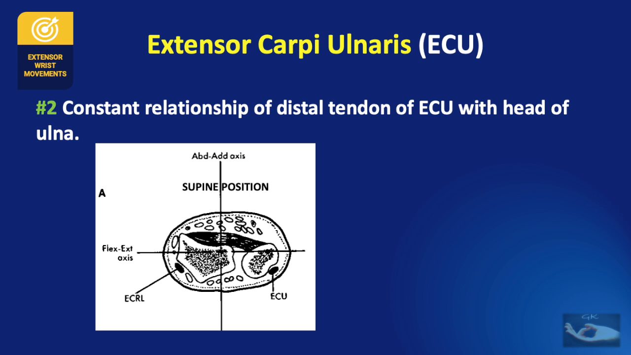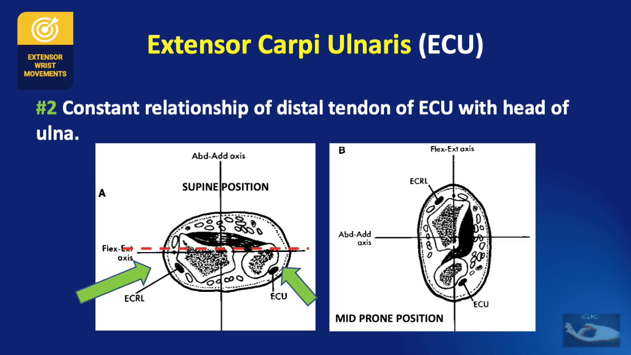Here you can see in the supine position of the forearm, the ECRL tendon and the ECU tendon both lie on the extensor side of the flexor extensor axis of the wrist. However, in mid-prone position, the radius rotates around the ulna, the ECU continues to stay with the ulna, but all the other tendons move. So now the ECRL is still on the extensor side of the flexor extensor axis, but the ECU is now almost on the flexor side of the flexion extension axis of the wrist.